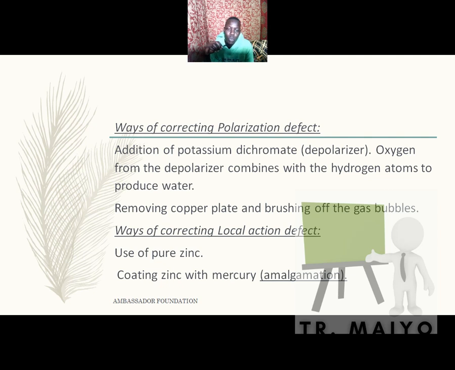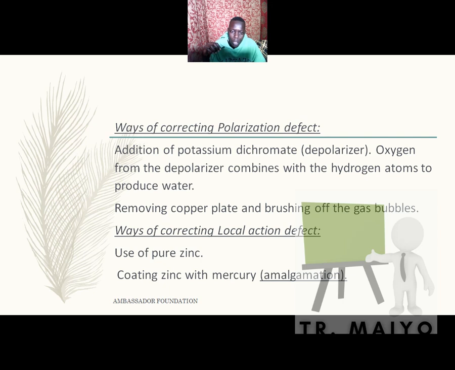And we use what we call a depolarizer. To be specific, potassium dichromate. So the oxygen from the depolarizer, the potassium dichromate, will do what? It will react with the hydrogen that had accumulated at the copper plate, and therefore it will have been removed.